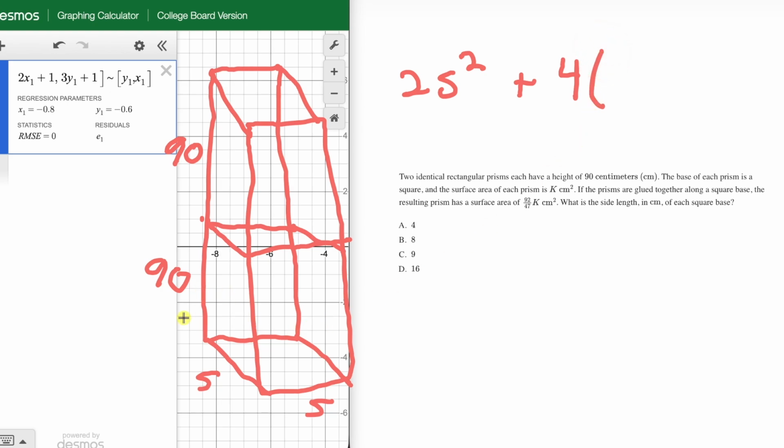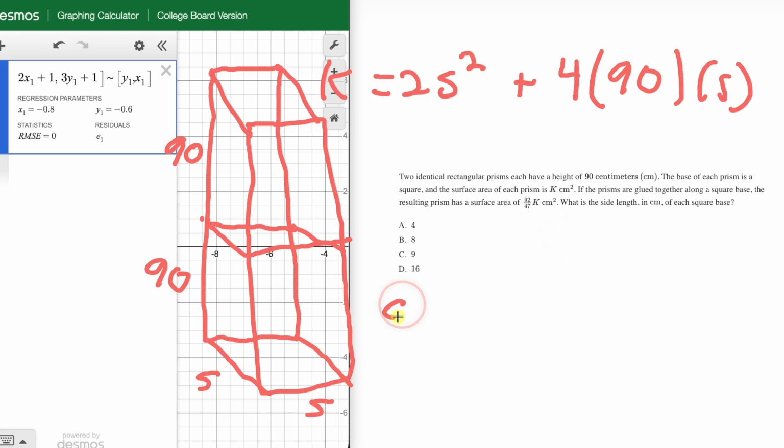Their height is 90, and then s is the width of it. So you just basically find the area of each one, and then s. So this is equal to k, which actually will give us our first equation right here. Okay, so then our second equation: it tells us that the resulting prism has a surface area of 92 over 47 k centimeters squared.